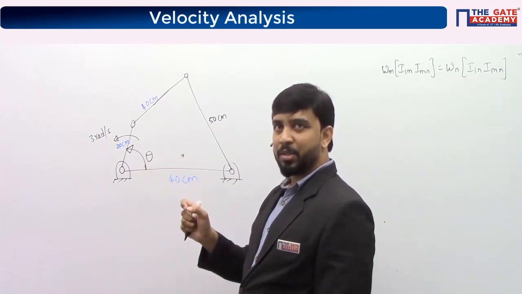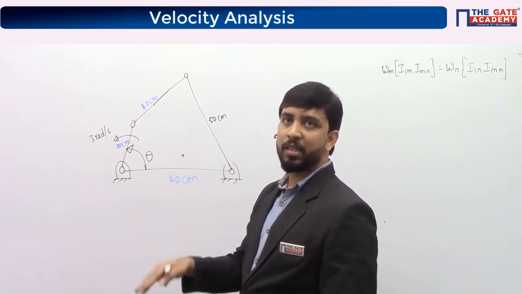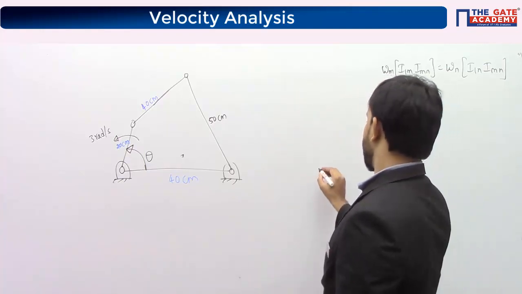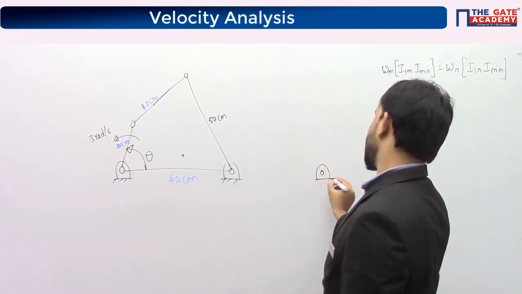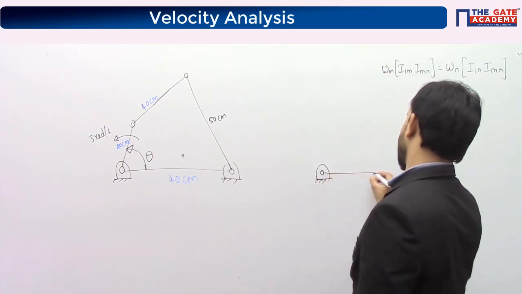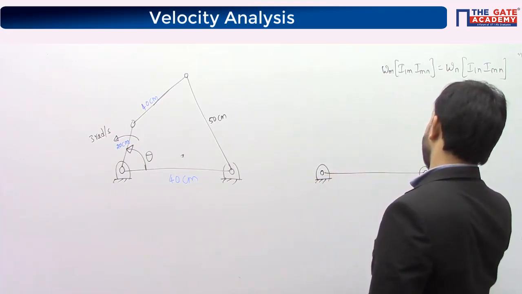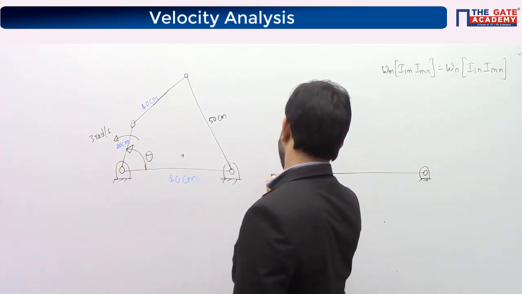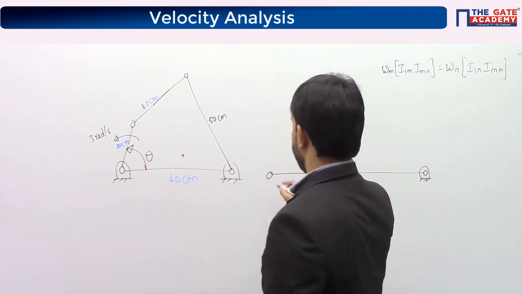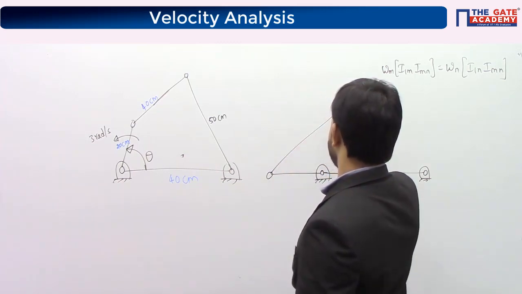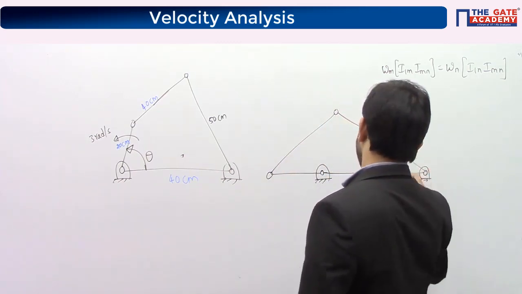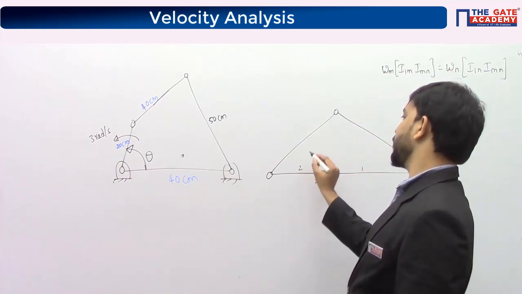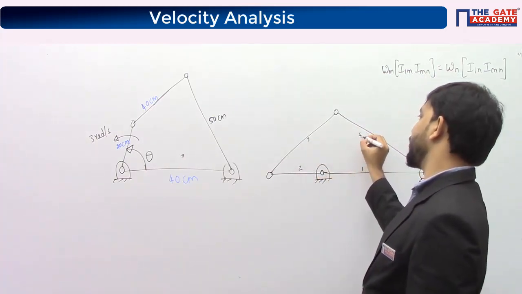So the first step is you have to draw the mechanism when theta is 180 degrees. How does the mechanism look? When theta is 180 degrees, the mechanism looks like this. This is the fixed link. If I say theta is 180 degrees, this link will come here. And this is like this, and this is like this. So this is link number 1, this is link number 2, this is link number 3, and this is link number 4.